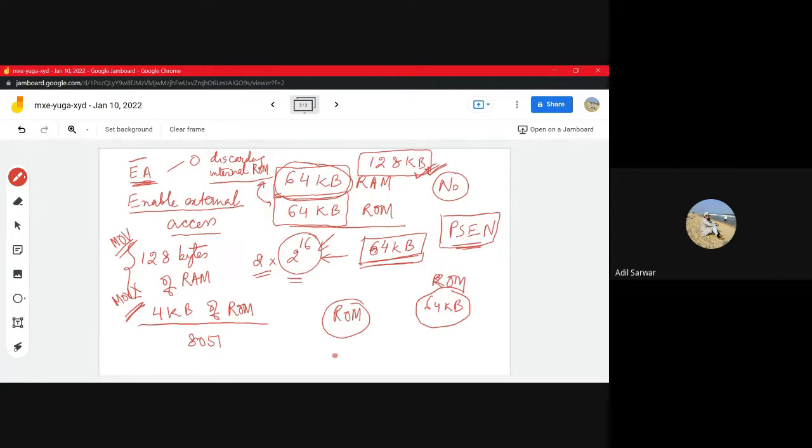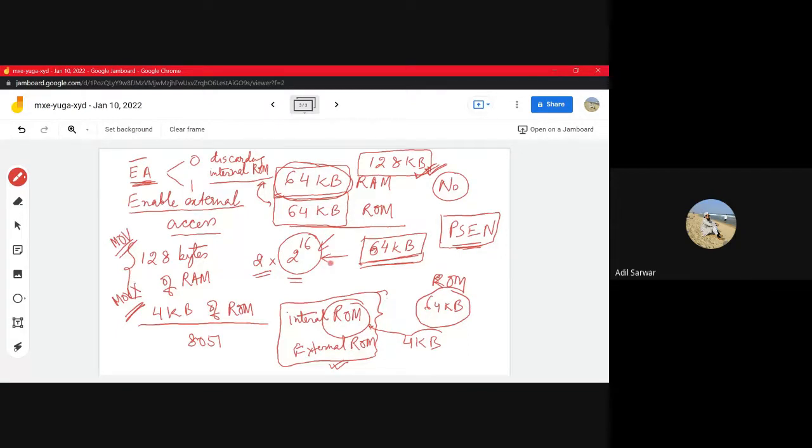And when it is 1, then we are using both internal ROM as well as external ROM, and we can access both of them. So that means addresses from 00 till 4 KB are reserved for internal ROM, and addresses above that are reserved for the external ROM.